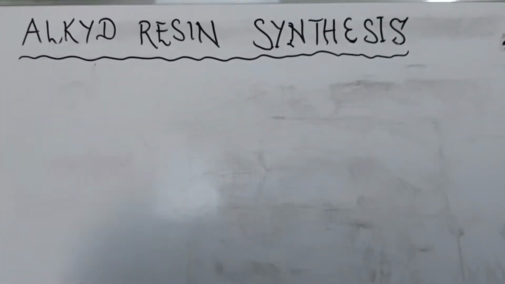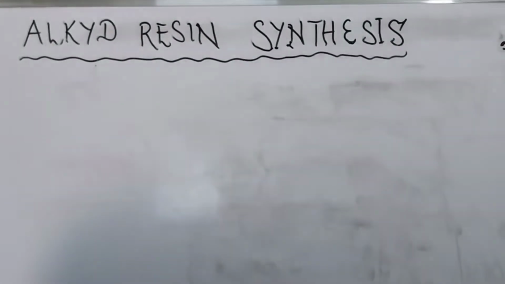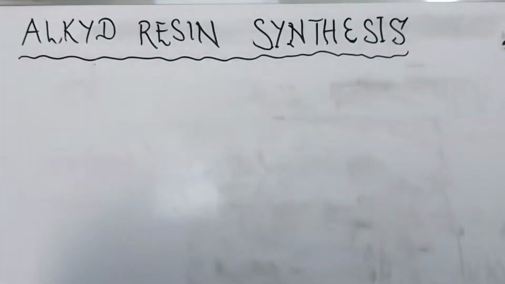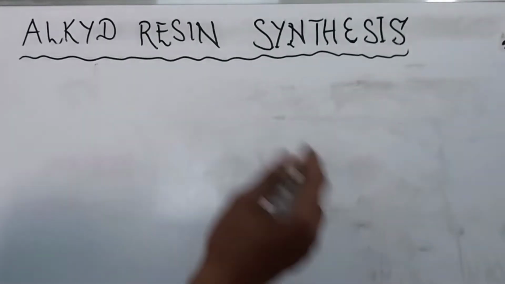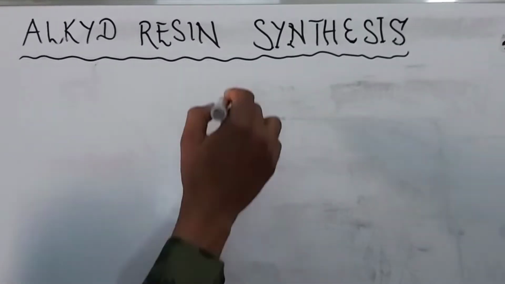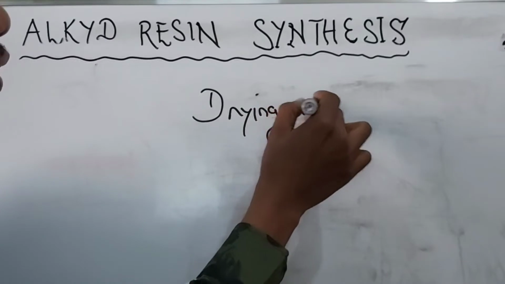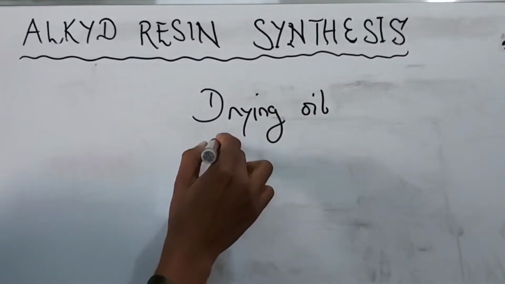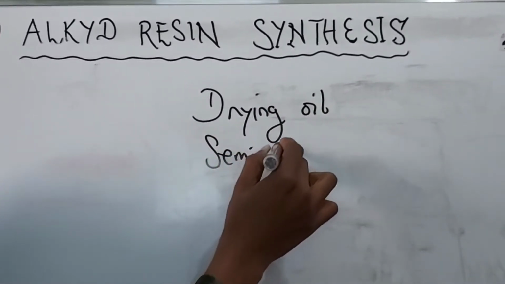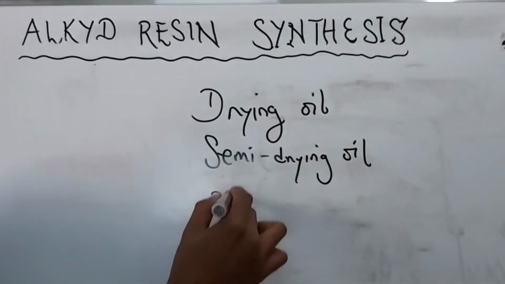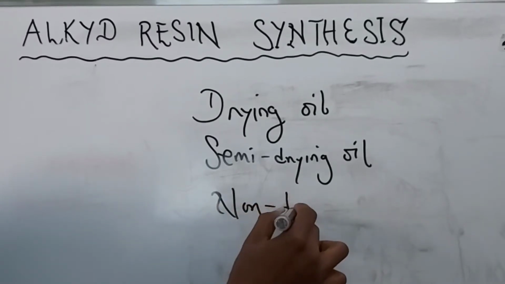We have vegetable oil. We can extract our oil via different means, we already know. So we have different types of oil, and there is one specific oil type that we should be considerate to using in the Alkyd resin synthesis. We have three classifications: a drying oil, a semi-drying oil, and then a non-drying oil.